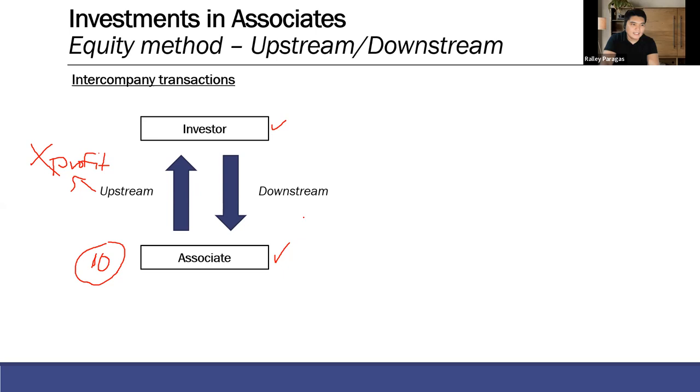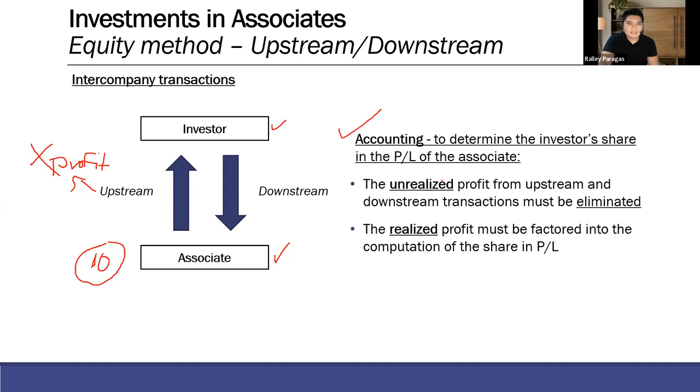So paano natin i-account? Sabi natin kanina, the unrealized profit from upstream and downstream, same yung magiging treatment natin actually dyan, must be eliminated before you compute for your share in the profit or loss of your associate. Okay? And then eventually, kapag nabenta na yan, subsequently, the realized profit must also be factored into the computation of the profit or loss.